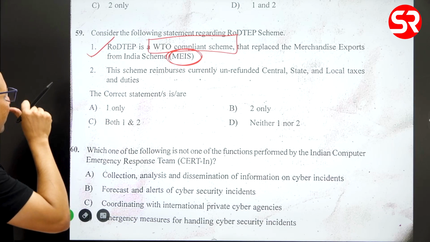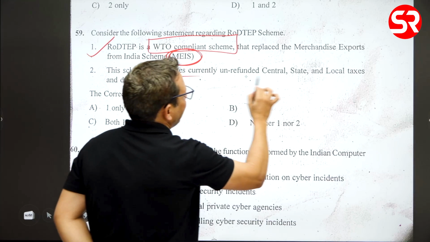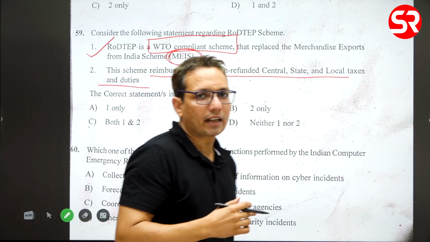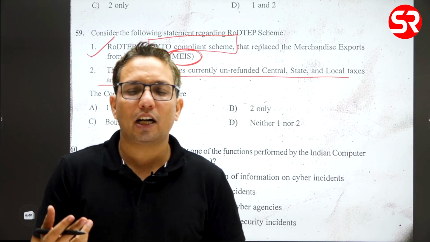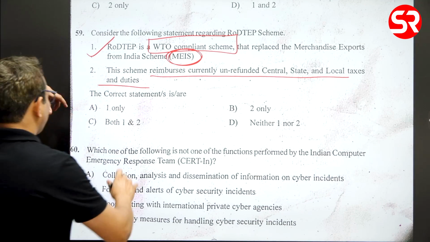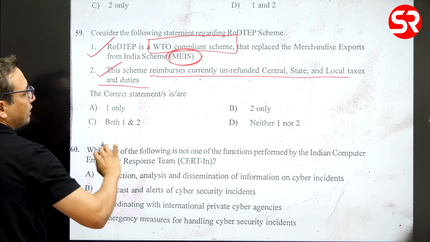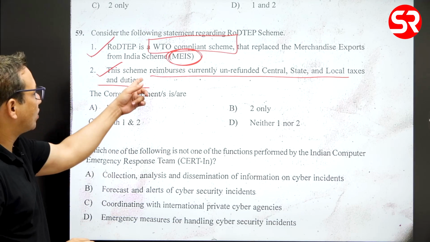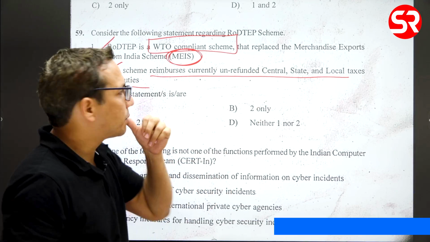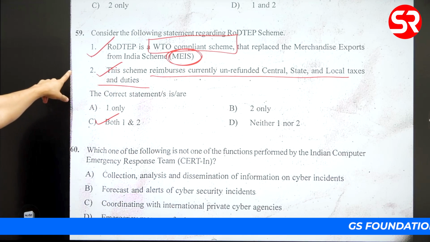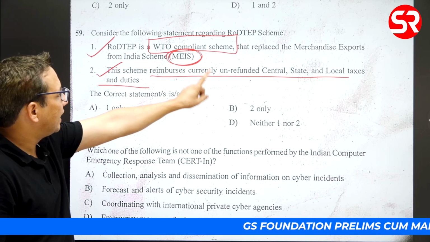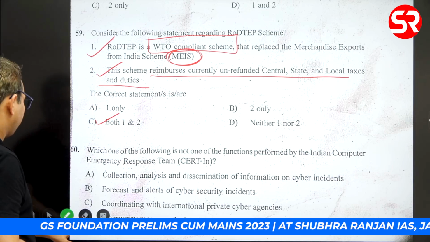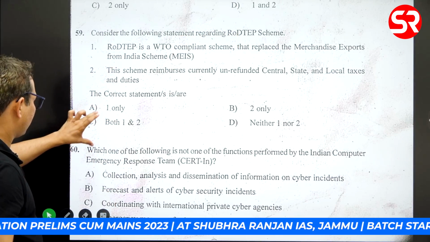This scheme reimburses currently unrefunded central, state and local taxes and duties. Yes, a lot of taxes which were earlier unrecoverable, unrefunded, now will be refunded through this scheme. This statement is also correct. Answer is both 1 and 2. In the key, the second statement is given as wrong. No, I have cross-checked it multiple times. Yes, this statement is correct. It is reimbursing currently unrefunded central, state and local taxes and duties. So both statements are correct. 59th is C.